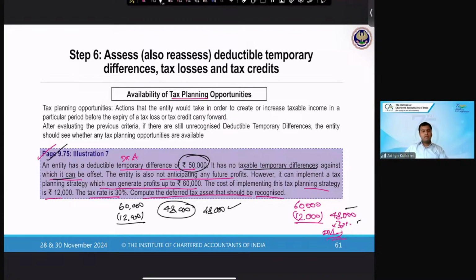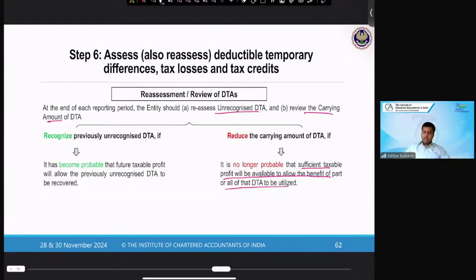Okay, illustration 7. All right. So this is on the DTA recognition. Availability of reversal of taxable differences, availability of profits, availability of tax planning opportunities. Did you follow? Yes, sir.